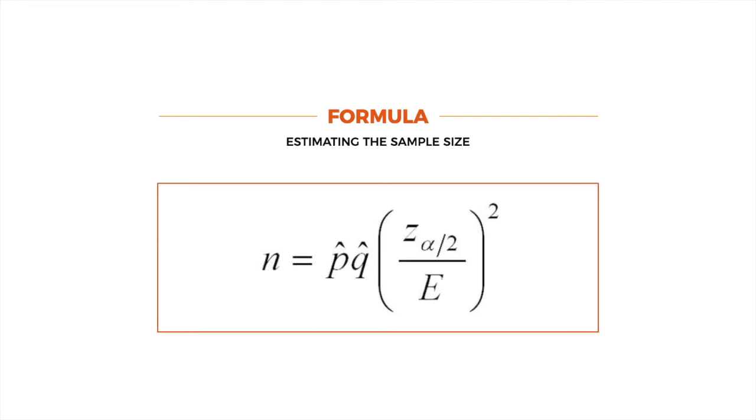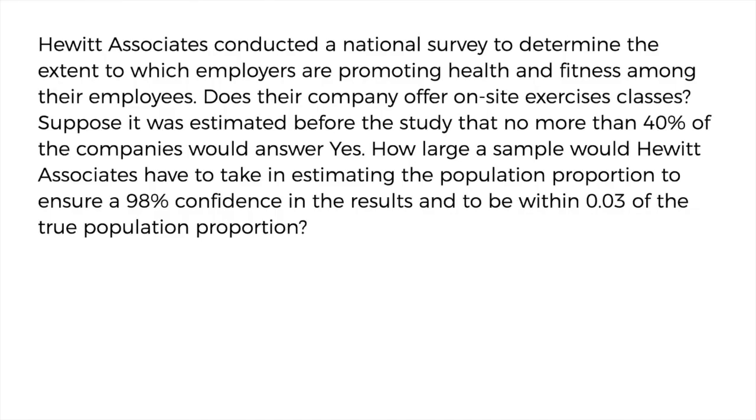So just like before, we can also do statistical inferences in estimating the sample size using the proportion. The formula that we will be using here is n is equal to p hat q hat multiplied by z over the error of estimation squared. So let's take this example.